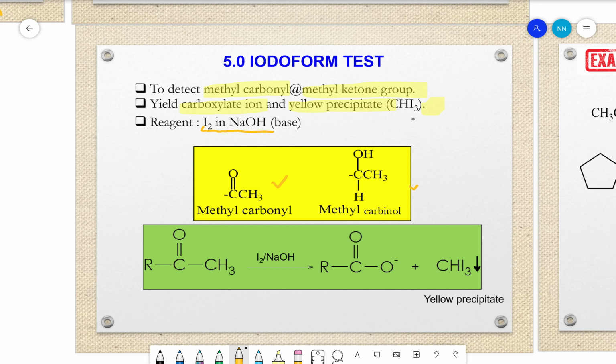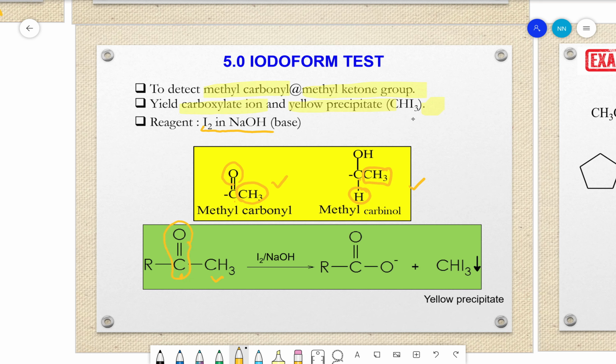This is a methyl carbonyl, and this is a methyl carbinol. The difference is that for a methyl carbinol, you must have a hydrogen attached to a carbon that is attached to a hydroxyl group, with a methyl attached to it. However, for a methyl carbonyl, you only need a methyl and a carbonyl group attached to the same carbon. So you have a methyl attached to the carbon that's attached to the carbonyl group.